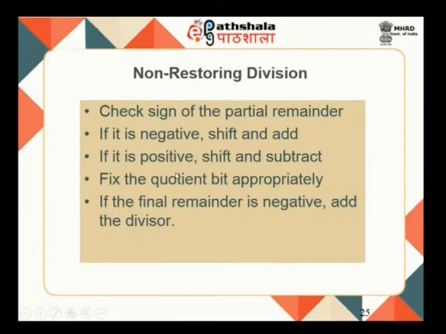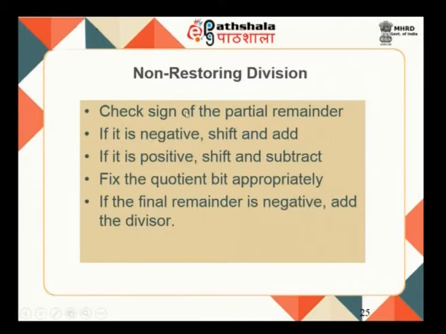If the result is positive, then we do not have to do a restoration operation at all. So, you straight away go in for a shift operation, which will give you twice the value, and then do a subtraction operation, and accordingly you will have to fix the quotient bit. So, if it is a positive result, you fix a quotient bit of 1, if it is a negative result, you fix a quotient bit of 0. And finally, if the remainder is negative, you know that you have to add the divisor.